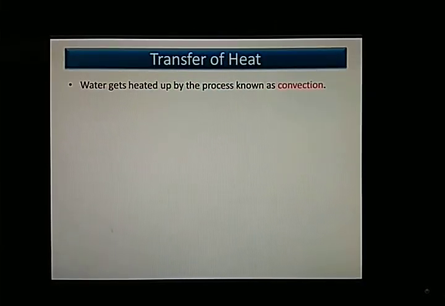It is known as convection. Water gets heated up by the process known as convection. It's a bit different from conduction. This is also a mode of transfer of heat. So let us see what convection is.